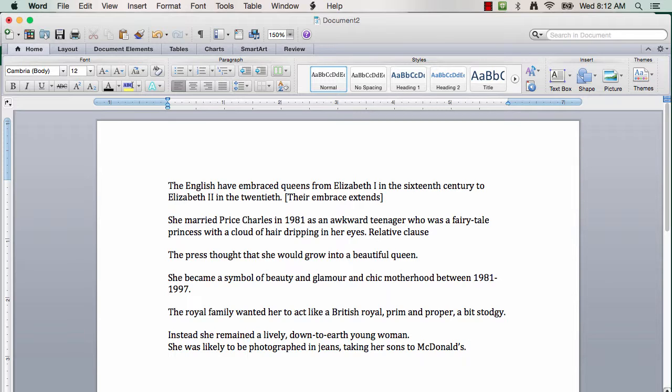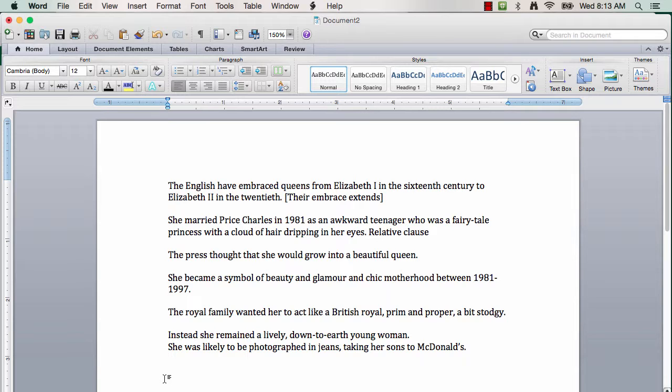Okay. Instead, she remained a lively, down-to-earth woman. She was likely to be photographed in jeans, taking her sons to McDonald's. What do we do here? Oh, I could simply make a compound sentence. Instead, she remained a lively young woman, and she was likely to be photographed, blah, blah, blah.